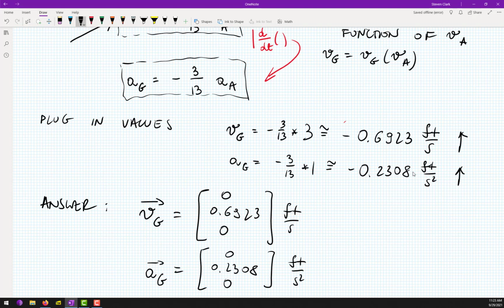Yeah, because it's like magnitude. This we use for magnitude. Yeah, you're right. Okay. Any other questions? Yes, sir.